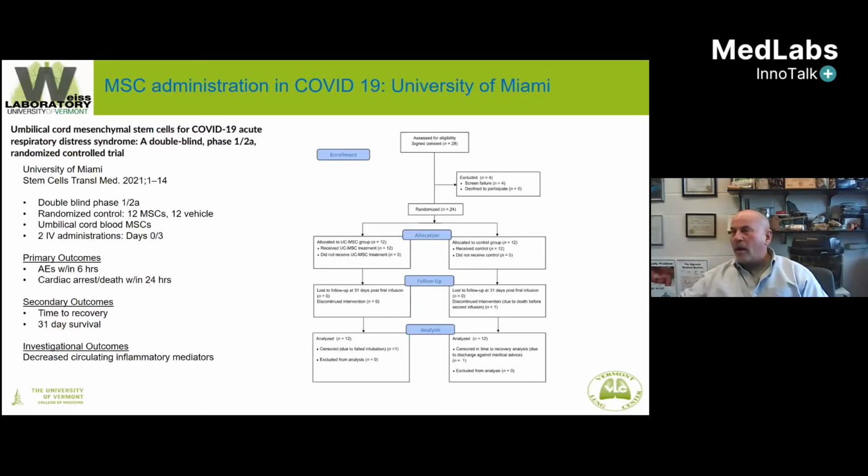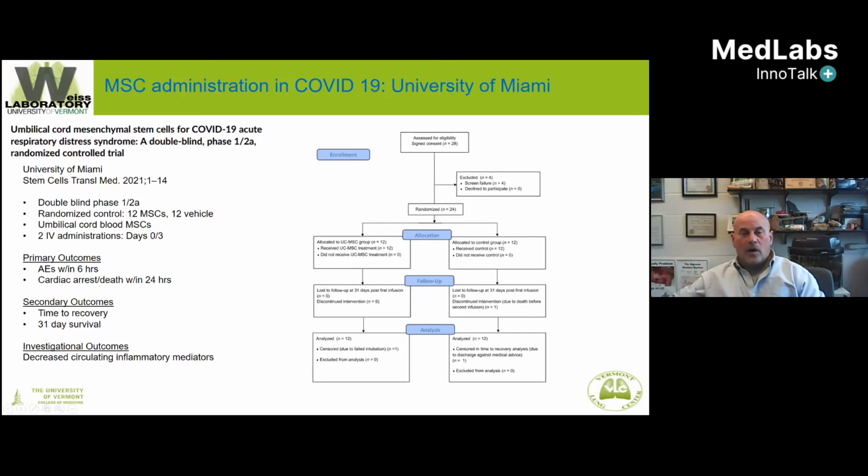Now, the blinded trials. This is one that was published last year from the University of Miami. It was a relatively small trial, about 12 patients to each arm, who either got the MSCs, umbilical cord, or the vehicle as control. They got 2 intravenous administrations on day 0 and day 3 after enrollment into the trial. The primary outcome was any adverse events, including cardiac arrest or death, and the secondary outcomes were time to recovery and 1-month survival.